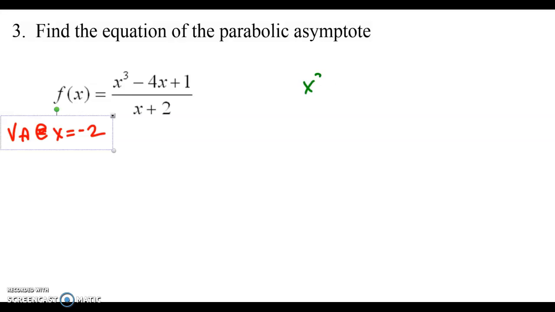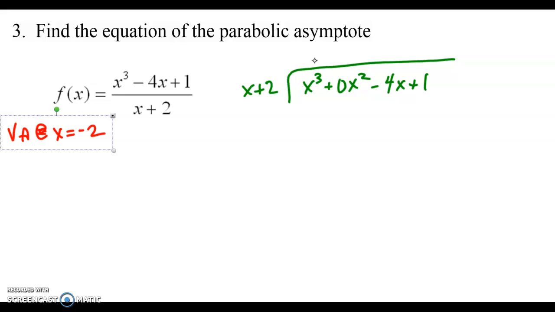We're going to divide x cubed. Now don't forget the 0x squared needs to be listed in there. Minus 4x plus 1 is being divided by x plus 2. Okay, what do we multiply x by in order to get x cubed? Well, positive x squared. We multiply x squared times 2 is 2x squared. We subtract that, and we should get 0.